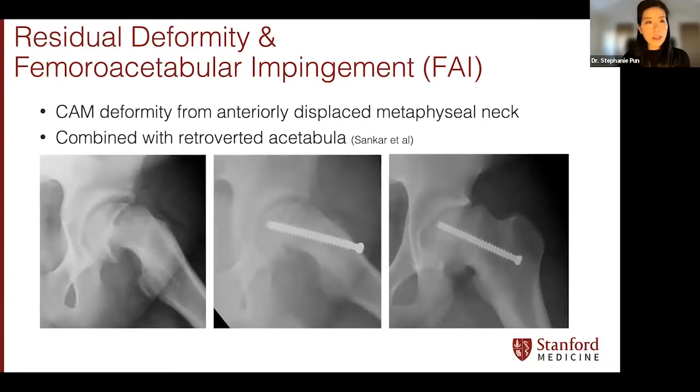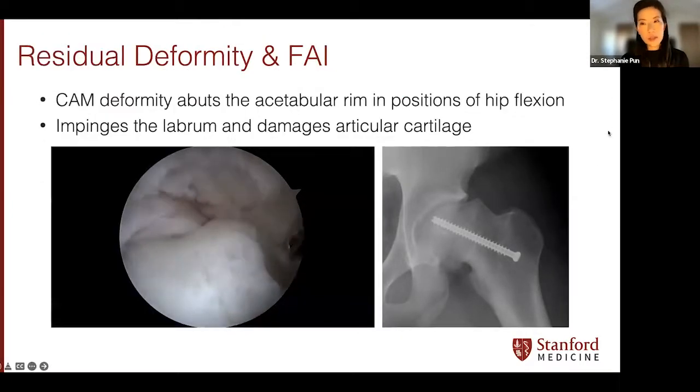So speaking of residual deformity, it can lead to a condition called femoral acetabular impingement, or FAI, after the SCFE heals. And so this prominence of the femoral neck that you see with a SCFE, this is a patient who was pinned in situ, and you can see as the SCFE healed, there was some remodeling, but this prominence of the femoral neck persisted and developed into what we call a cam deformity, which can cause impingement against the rim of the acetabulum in positions of hip flexion.